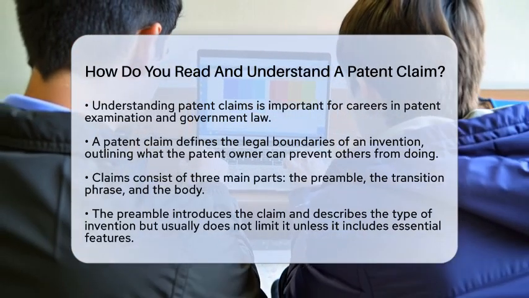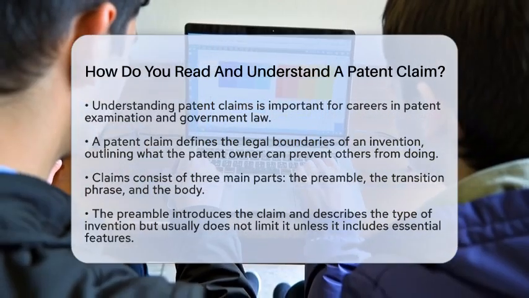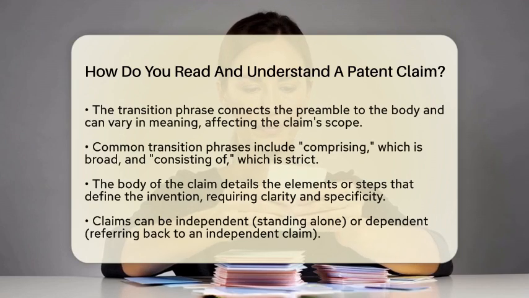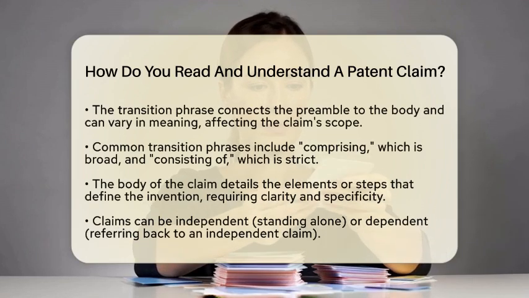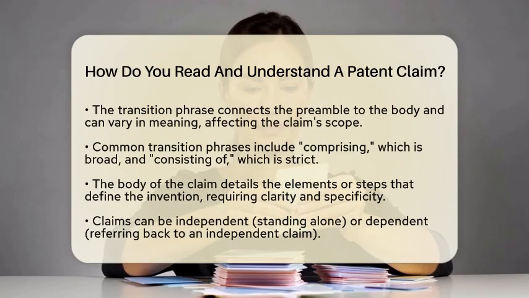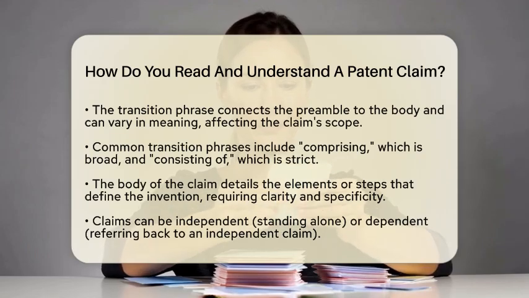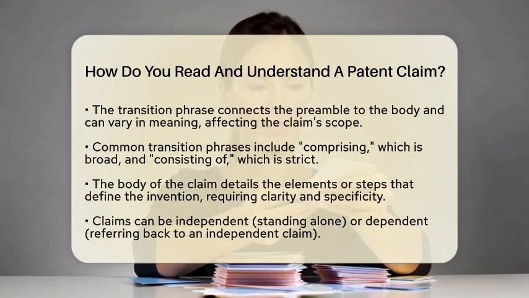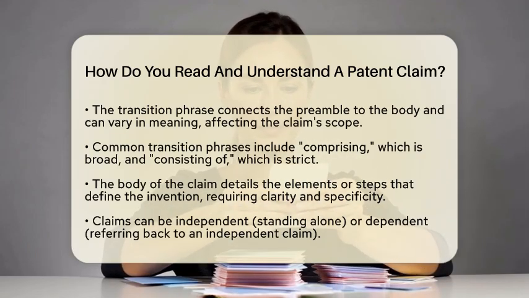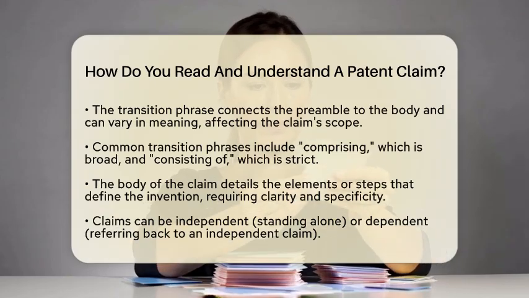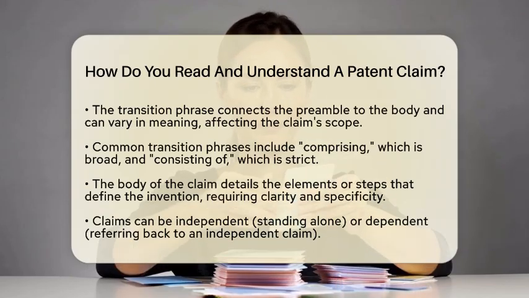Next, we have the transition phrase. This connects the preamble to the body of the claim. Common phrases include comprising, consisting of, and consisting essentially of. Each phrase has a different meaning. For example, comprising is broad and allows additional elements, while consisting of is strict and limits the claim to only the listed elements.